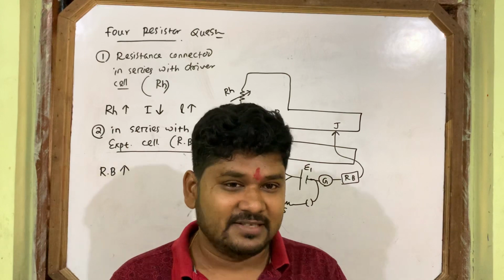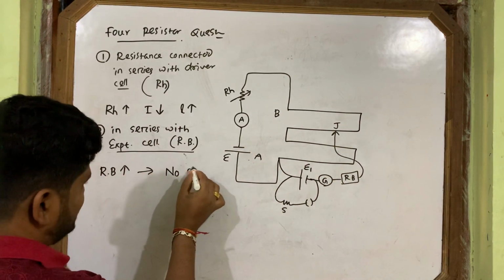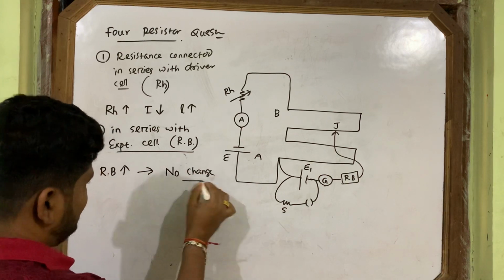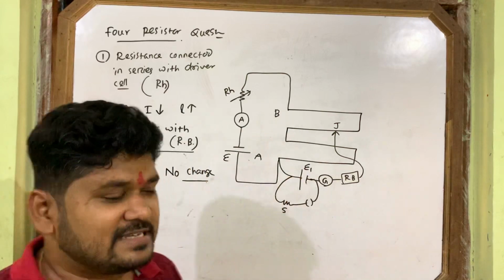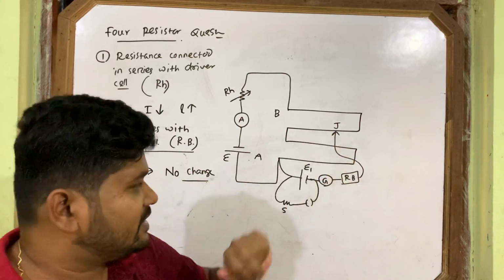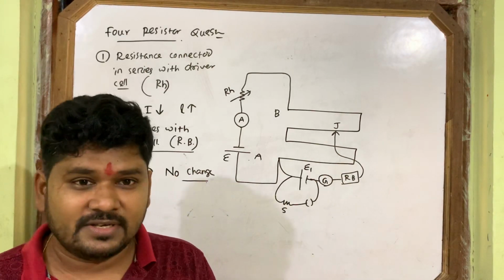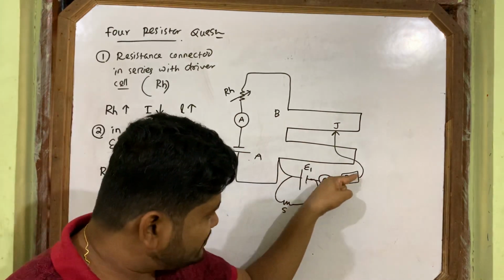Think. No change to the null point. Why no change to the null point? If this resistance changes, it may increase or decrease, but there is no change in the null point. Because when the null point comes, no current passes through this line.